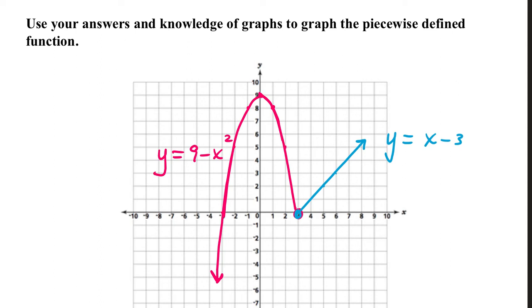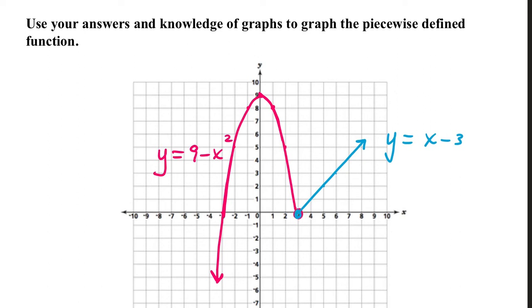We verbally plotted a few extra points. Back up at the top, we calculated f of 1, f of 2. f of 1 was 8, so we have the point 1, 8. We calculated f of 2 and got 5, so 2, 5 is another point. We left an open circle here at 3 because if you were to plug 3 into the top piece, 9 minus 3 squared is 0. But because that piece isn't defined technically at 3, we leave an open circle.